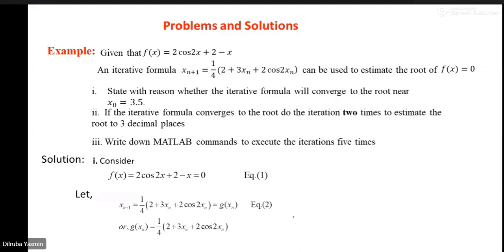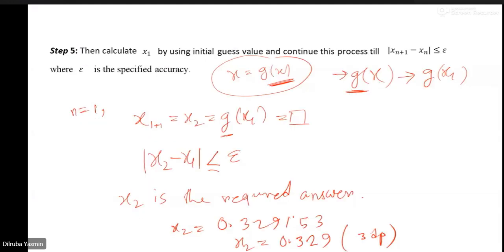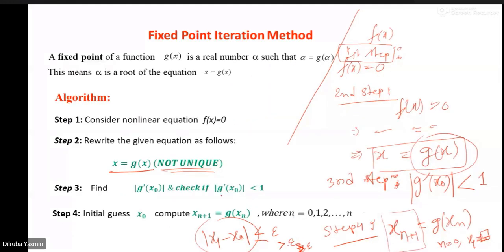So you have to check the convergence. When convergence arises, then only you should move to do iteration. That means, how do you check convergence? From here, if you get the absolute value of z prime of x naught that is less than 1, that means this iterative formula will converge, otherwise not.